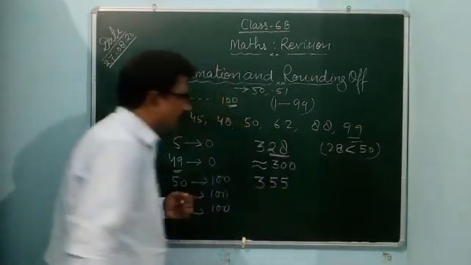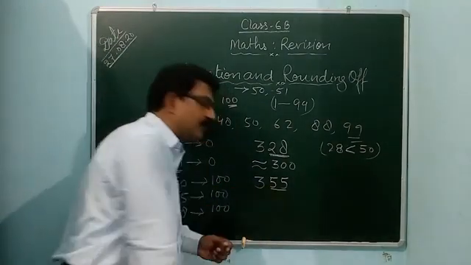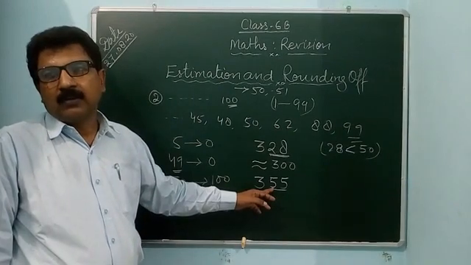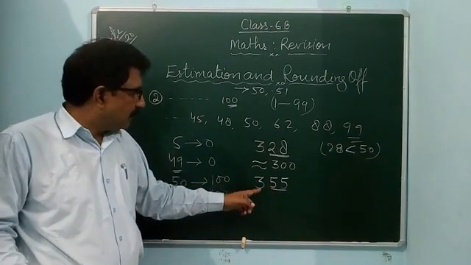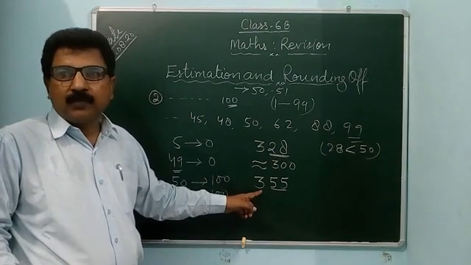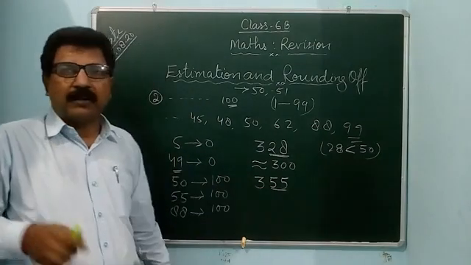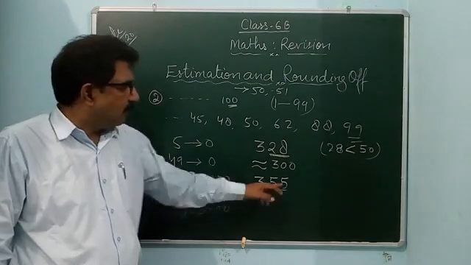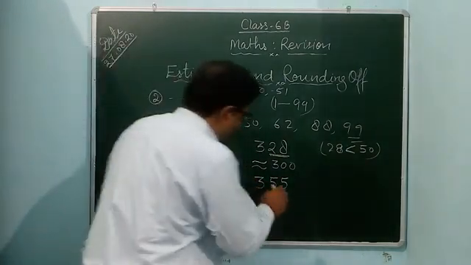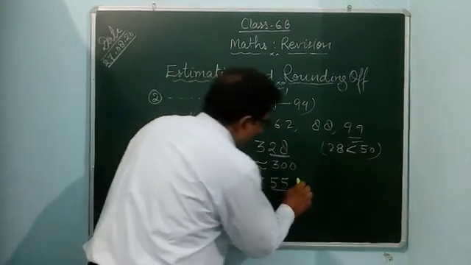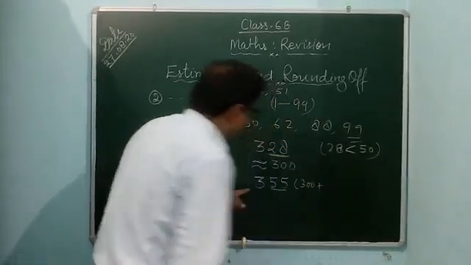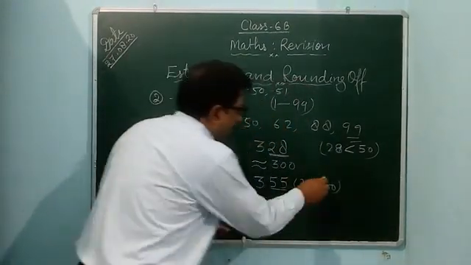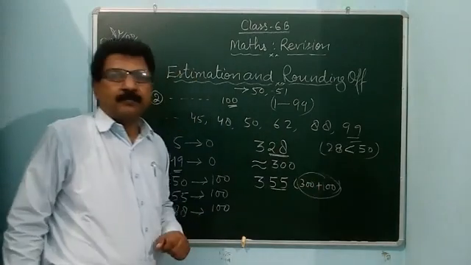Take 355. You take the last 2 digits, 55, and it is more than 50. So you add 1 to the hundreds and the last digits become 00, because 50 or more will be 100. So 300 and 100, take your mind here. 300, plus 50 or more will be 100, so 300 and 100.